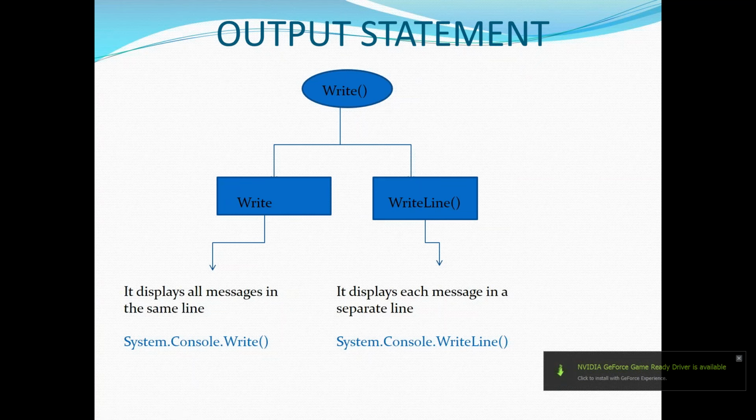In C or C++, there is only one statement called printf. In C++, cout. A printf can be implemented in only one way because it doesn't contain multiple forms of the same method. But coming to C sharp, even an output statement can be implemented in two different ways. Those are going to be write and write line. Whenever you want to print something, you can use either write or write line.